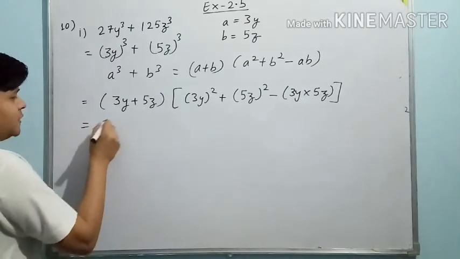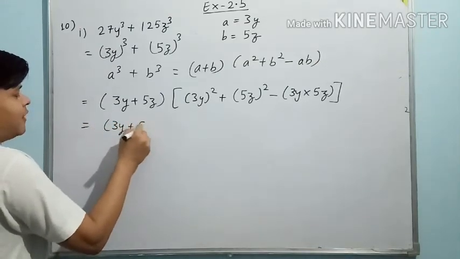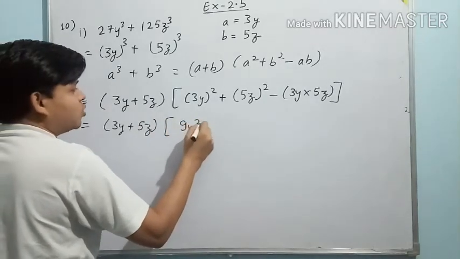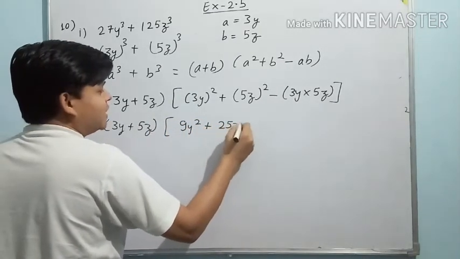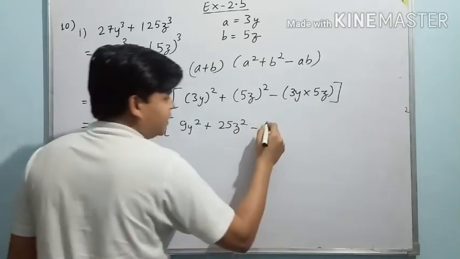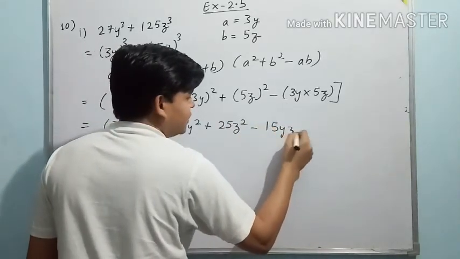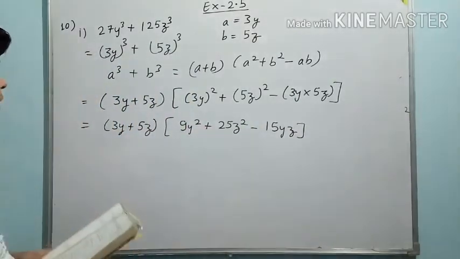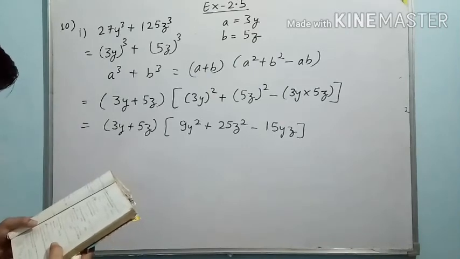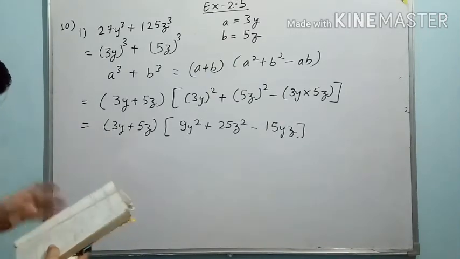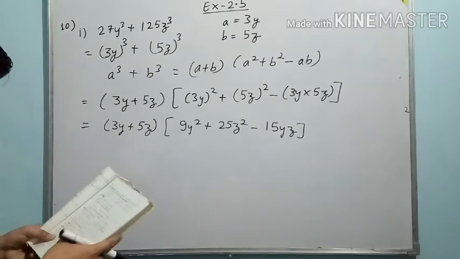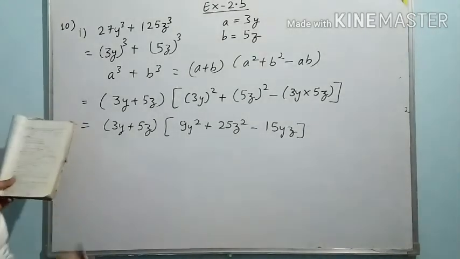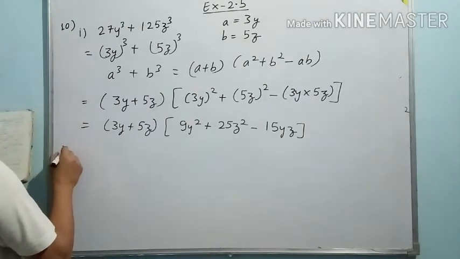So let's solve it. This will be 3y plus 5z, and this will be 9y square plus 25z square minus 15yz. So this is the factorization of the given expression. So similarly you can solve the next part of this. This is related to a cube minus b cube, and if we know the identity we can complete that also. So I am just writing the identity for the next one.